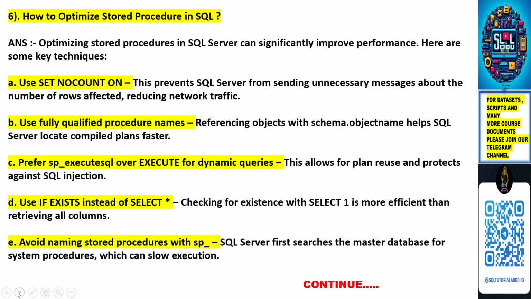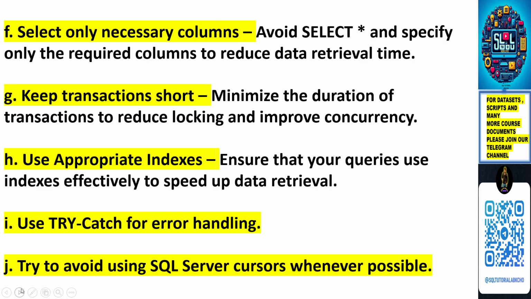Okay, now move on to the next point because this question continues. Point number six, select only necessary columns. Avoid SELECT * and specify only the required columns to reduce data retrieval time. Now point seven, keep transactions short. Minimize the duration of transactions to reduce locking and improve concurrency. Now point eight, use appropriate indexes.